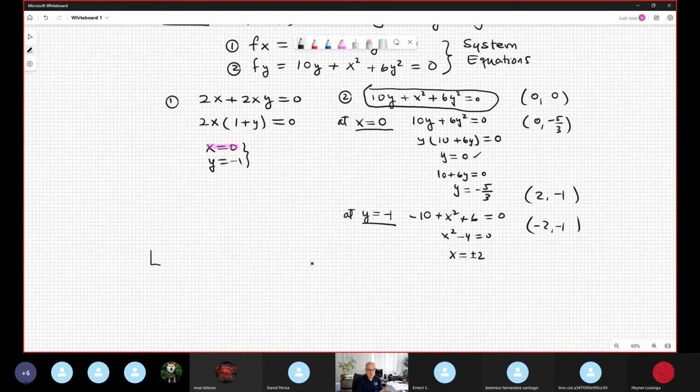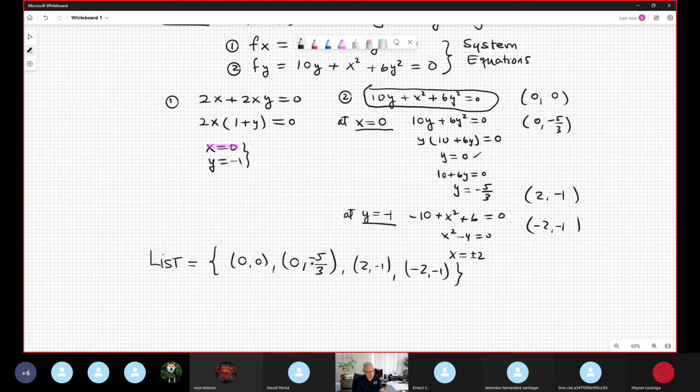So we have the list of the critical values. It's not necessarily required to write the list, but I like to write the list in order to organize my work. (0, 0), (0, -5/3), (2, -1), (-2, -1). Boom, 4 critical values. Well.